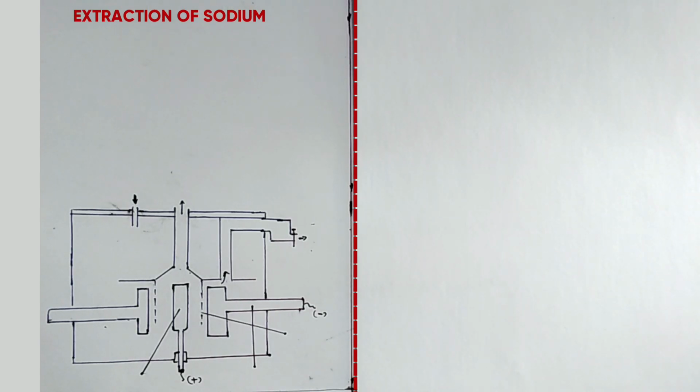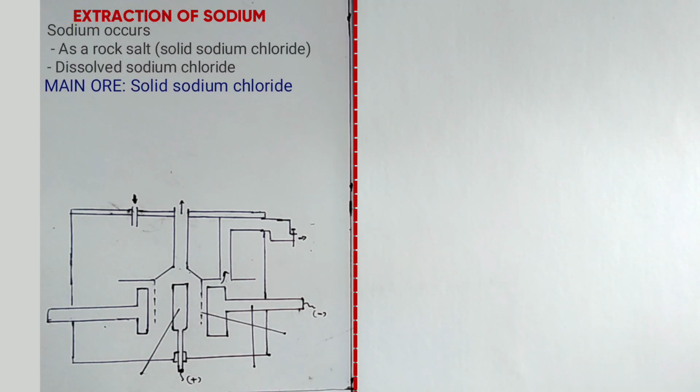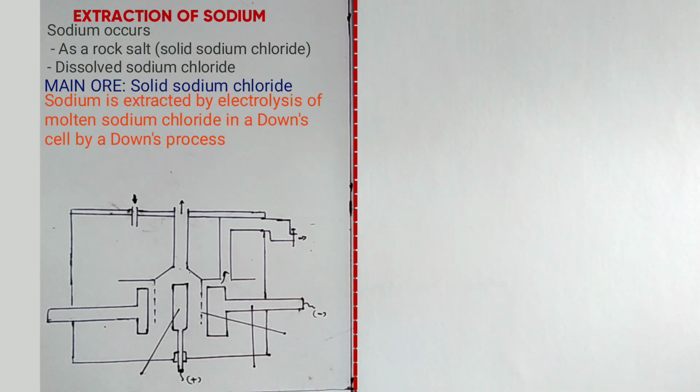Welcome learners. Today we're going to look at extraction of metals, and particularly the extraction of sodium. Now sodium occurs as rock salt, which is solid sodium chloride, the main ore, or as dissolved sodium chloride. Sodium is extracted by electrolysis of molten sodium chloride by Downs process using a Downs cell. The diagram below shows a Downs cell.